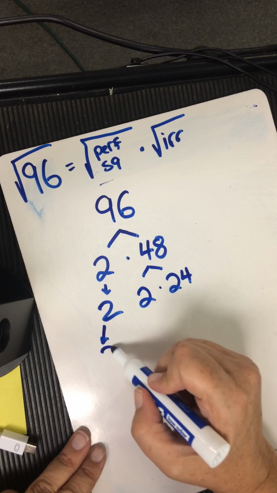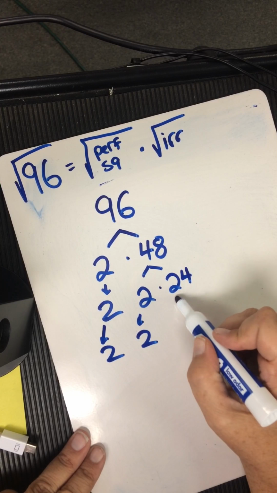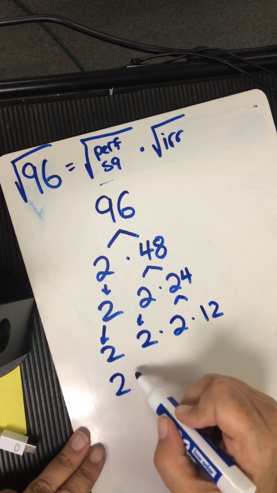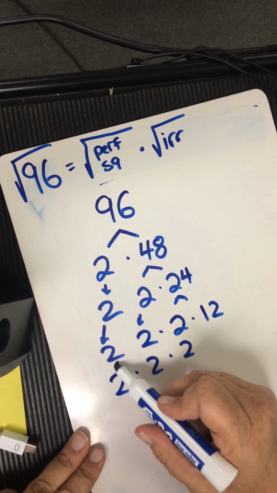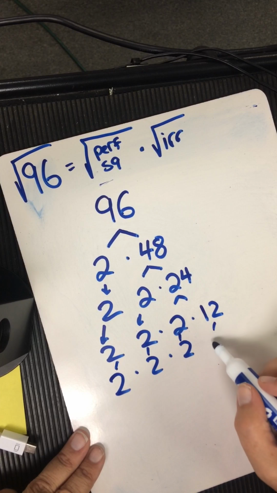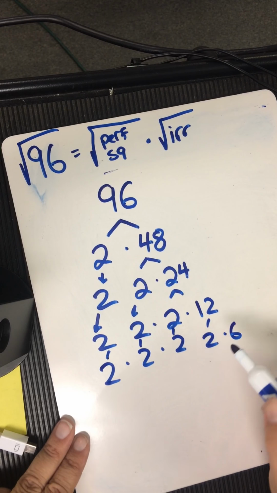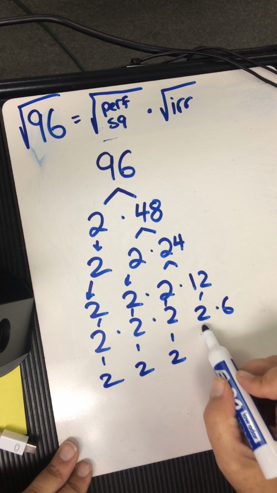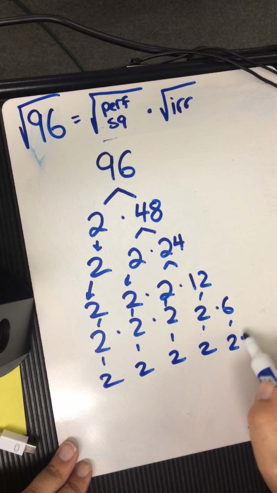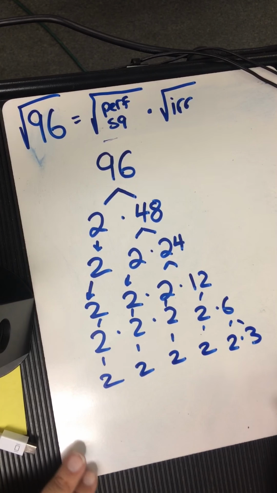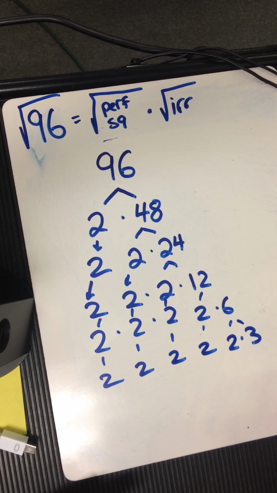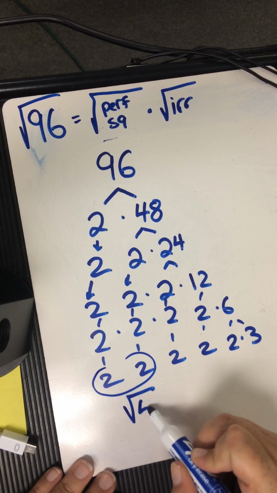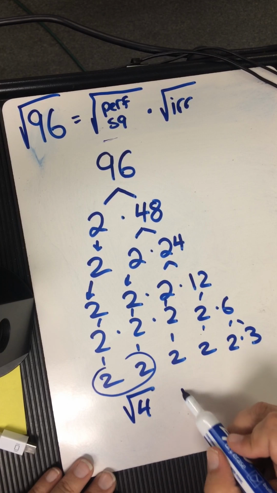I like to bring down my 2's. 24 is 2 times 12. Right, I'm still bringing down these 2's. That's 2 times 6. Bring down all these 2's again. And that's 2 times 3. Okay, so if you find a pair, you find the square, right? So here's a pair. Square root 4, or it's 4, so I'm going to put it under a radical.